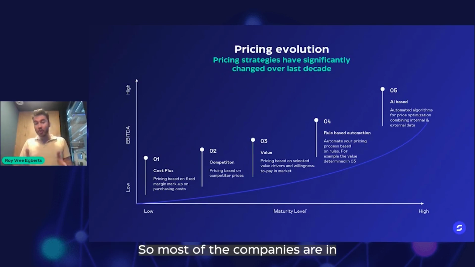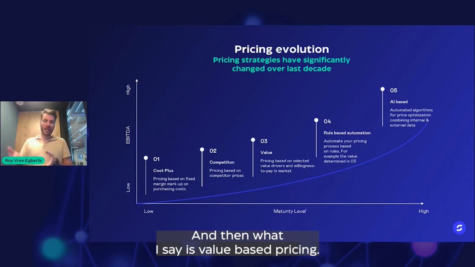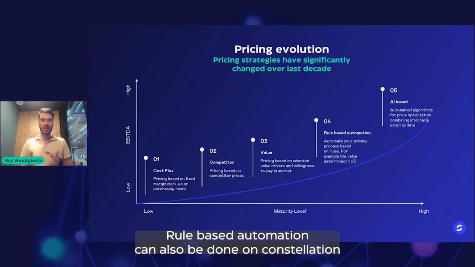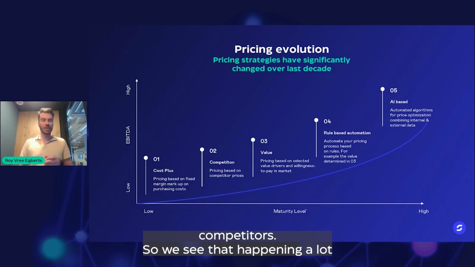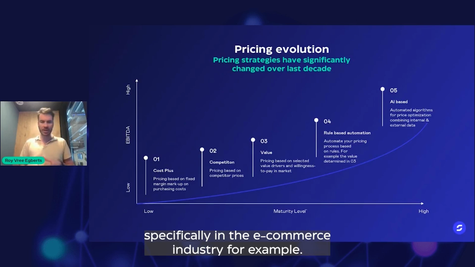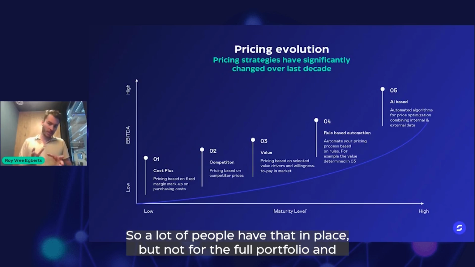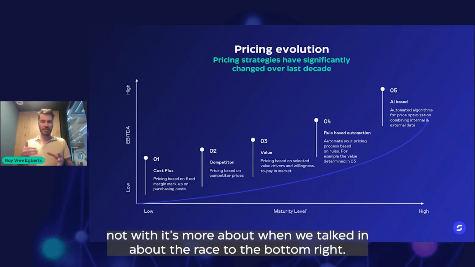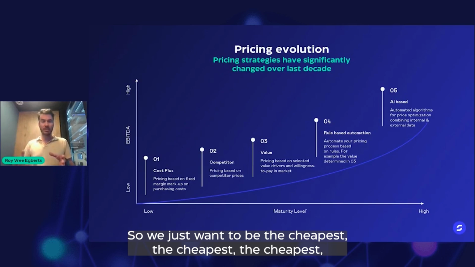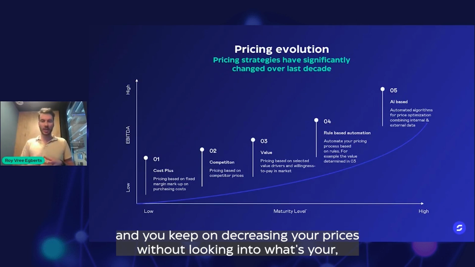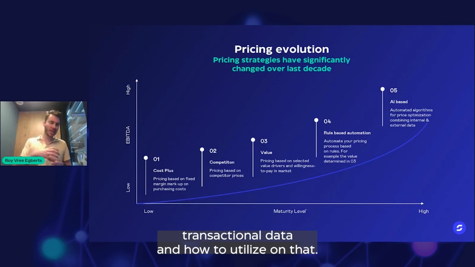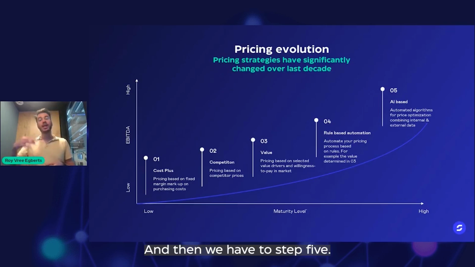Most of the companies are in step 1 or 2, some more in 3. And then, as I said, value-based pricing is one thing, but rule-based automation can also be done on cost-based and competitor-based pricing. We see that happening a lot, specifically in the e-commerce industry, for example. A lot of people have that in place, but not for the full portfolio. It's more about the race to the bottom, right? We just want to be the cheapest, and you keep on decreasing your prices without looking at your own transactional data and how to utilize it. And then we have step 5.